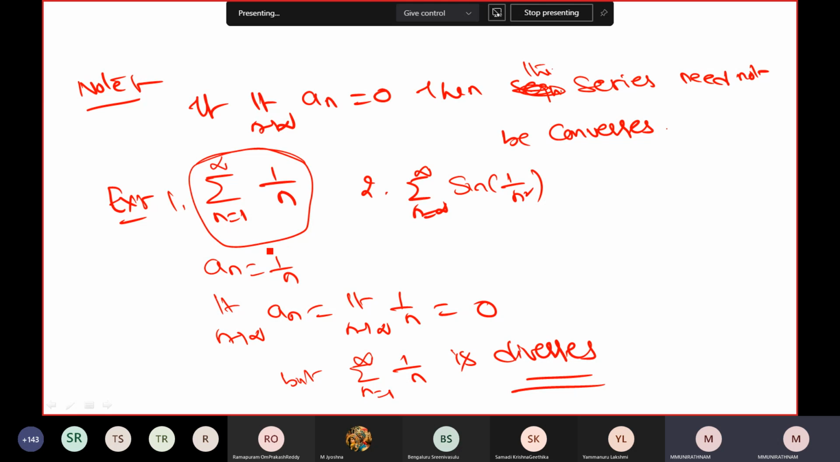So this one is divergent. If we take the sequence 1 by n, n equal to 1 to infinity, does it converge or diverge? Anyone?